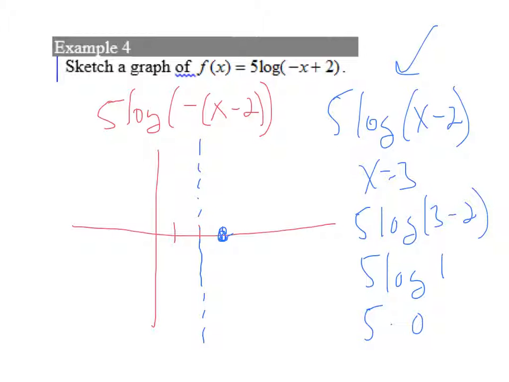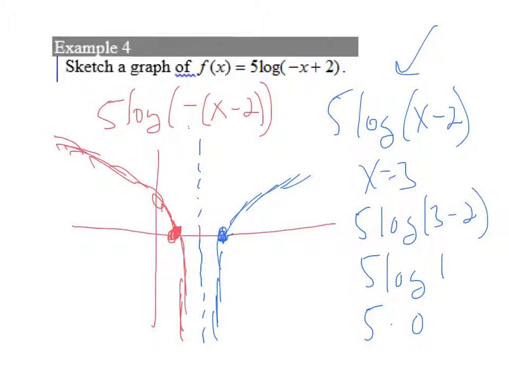Now, because it's been reflected, instead of crossing there, it's going to cross over here. Let's think, what do I got? Blue. The unreflected graph would look like this. So the reflected graph is going to look something like this. See how it's just been reflected around that vertical asymptote?